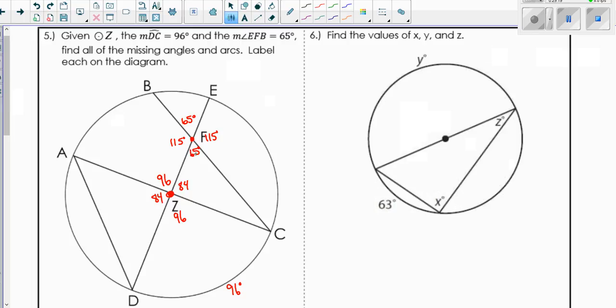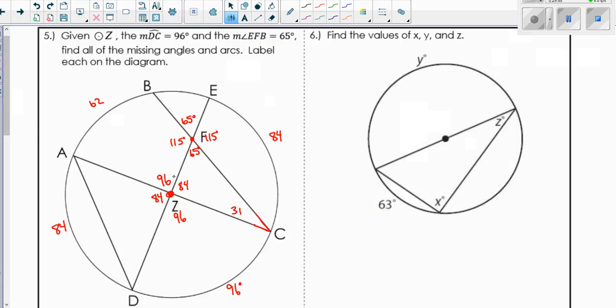Okay, these two angles right here are part of a triangle. So 180 minus 84 minus 65. This angle has to be 31. As soon as I find this angle of 31, I would see that this angle is inscribed and opens up to arc AB. So if I double 31, this is 62. Okay. If this is 84, the central angle, then EC is also 84. If this is 84, then AD is also 84.